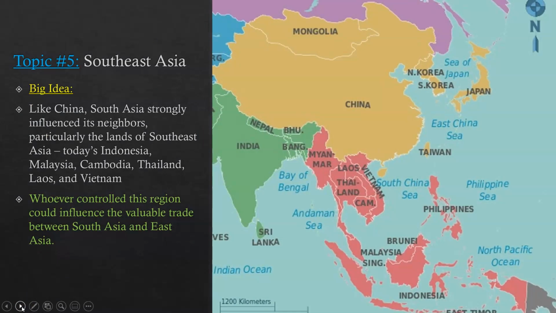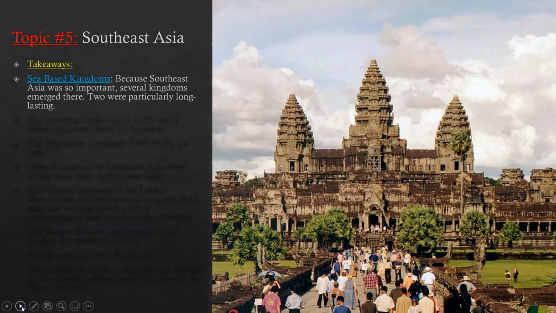Southeast Asia. Okay, so like China, South Asia strongly influenced its neighbors, particularly the lands of Southeast Asia. Please look at the map. Indochina, Malaysia, Cambodia, Thailand, Laos, and Vietnam. Who controlled this region could influence the valuable trade between South Asia and East Asia, right? Trade, money.